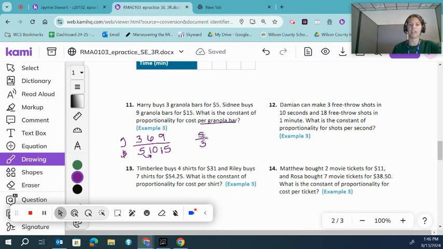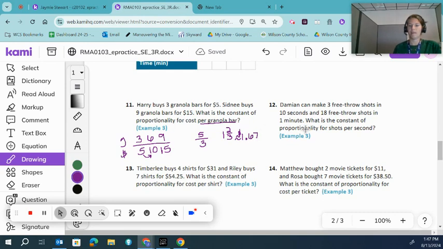So basically you're getting 1 2/3 dollars per granola bar, or 1.67 approximately. Okay, so 5/3, 1 2/3, or approximately $1.67 per granola bar.